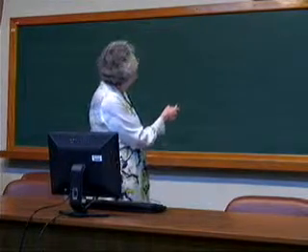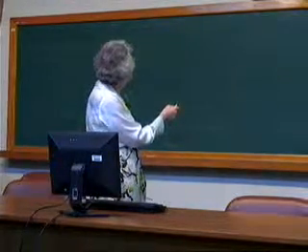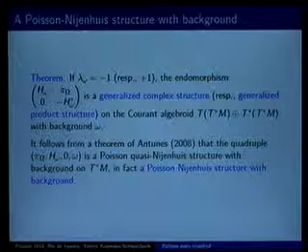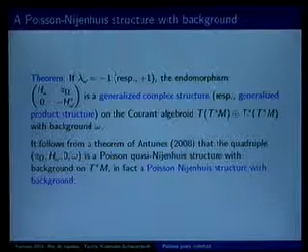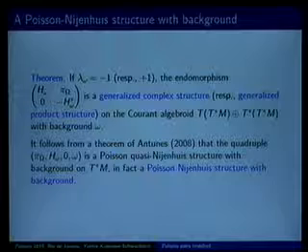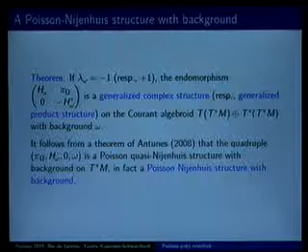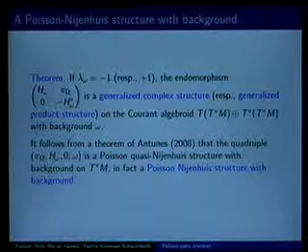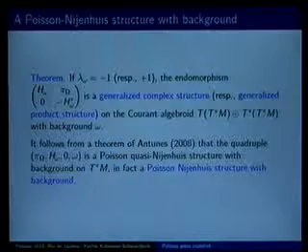You have some bivector. You have some 1-1 tensor. Then you have a 3-vector, I guess, and then a 3-form. And associated to such a generalized complex or product structure, Antunes has shown that you get a Poisson quasi-Nijenhuis structure with background of a particular type, because you see you have a 0 here. So it's not quite the general case. It can be called a Poisson-Nijenhuis structure with background. It's not quasi, but it has background.